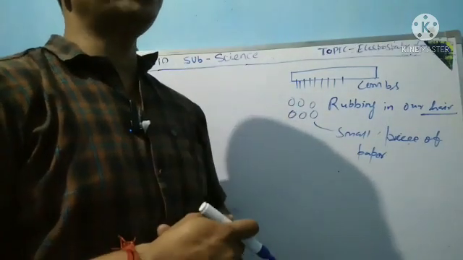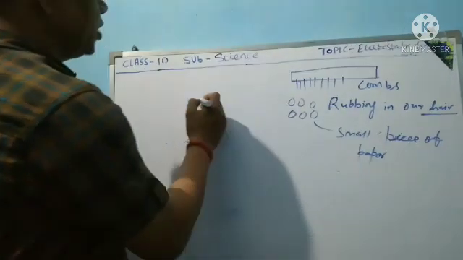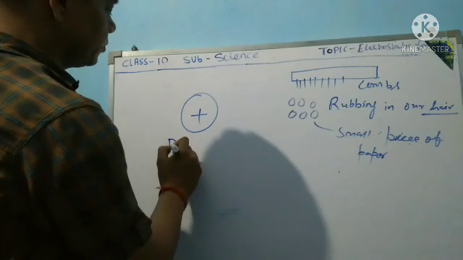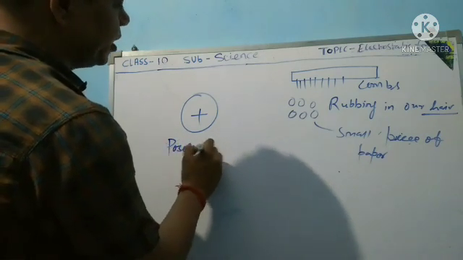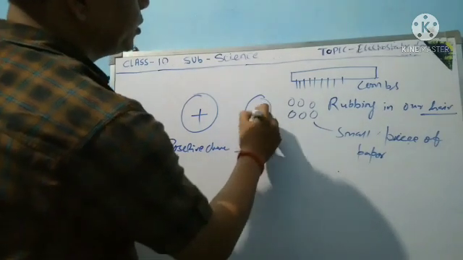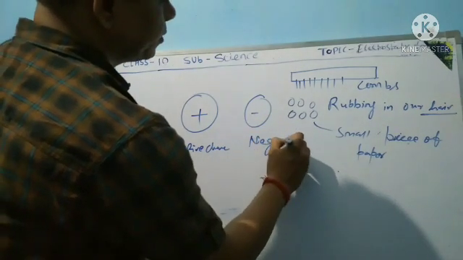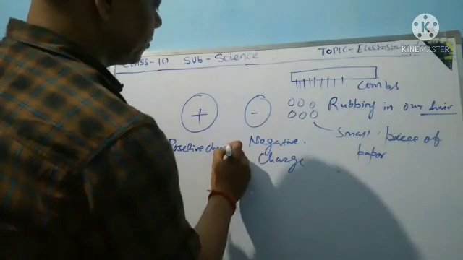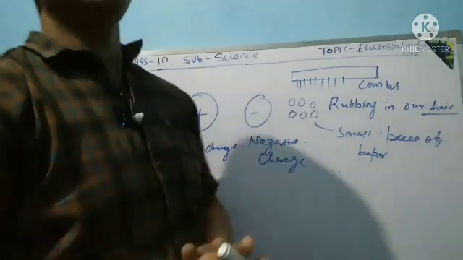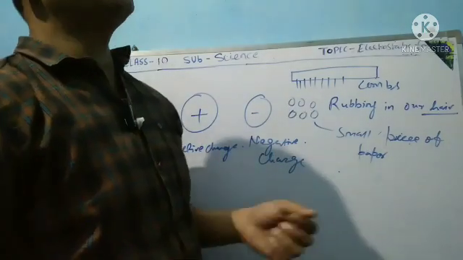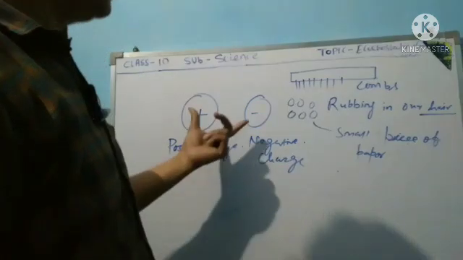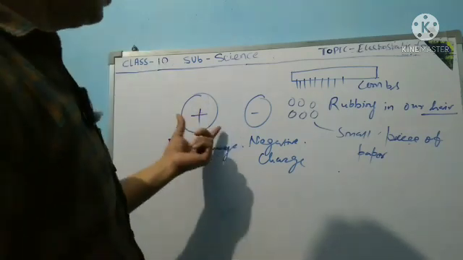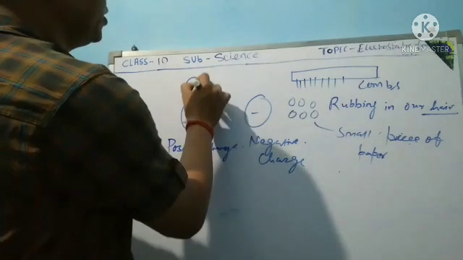Some people say there are three charges, but I discuss two charges: the first is positive charge and another is negative charge. The third one is the neutral charge. The charge is denoted by Q.